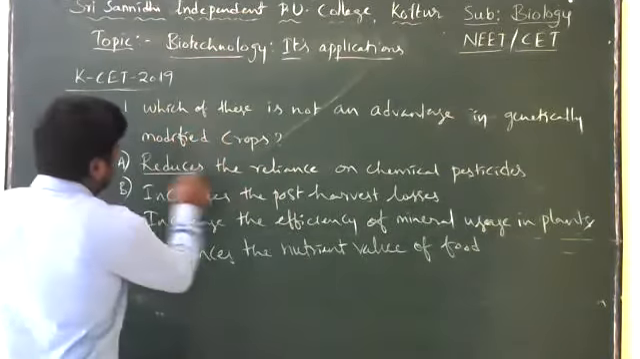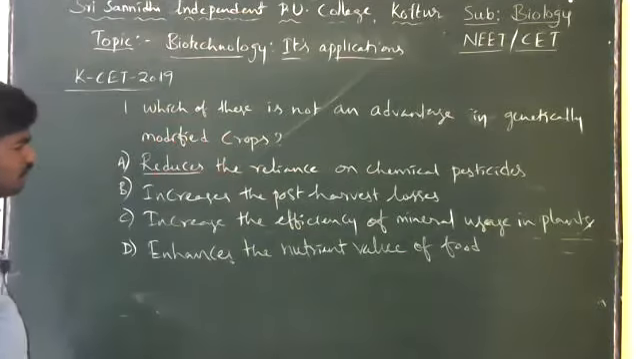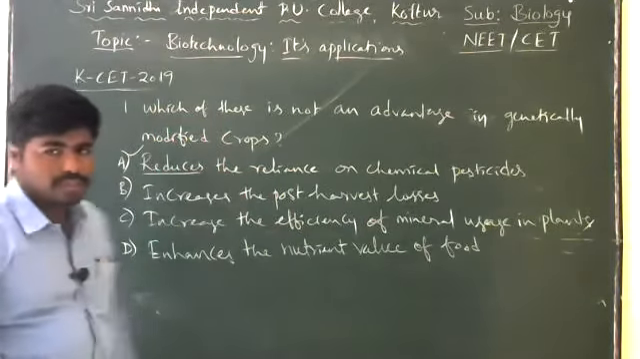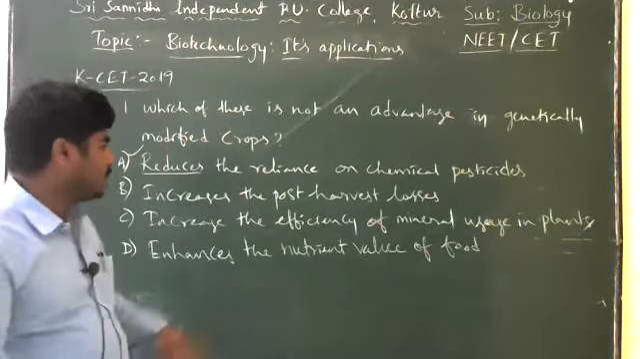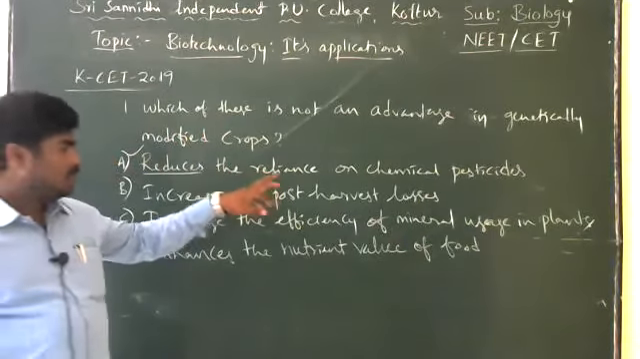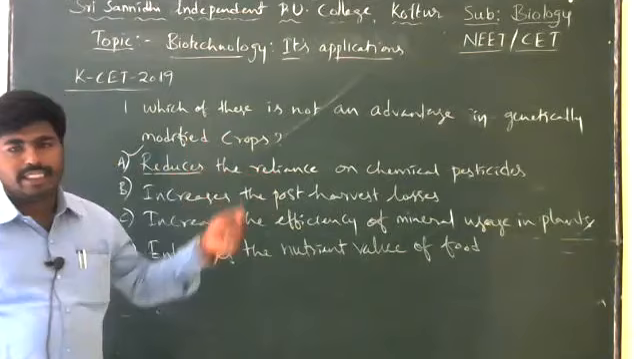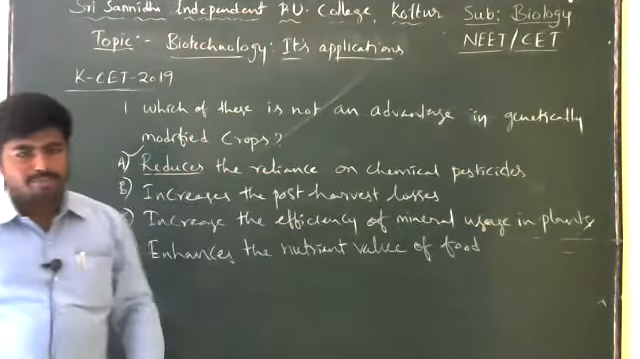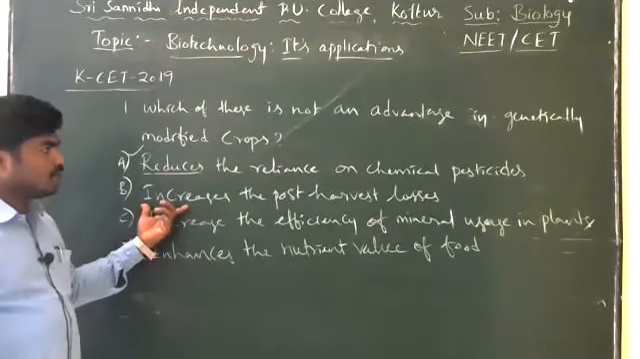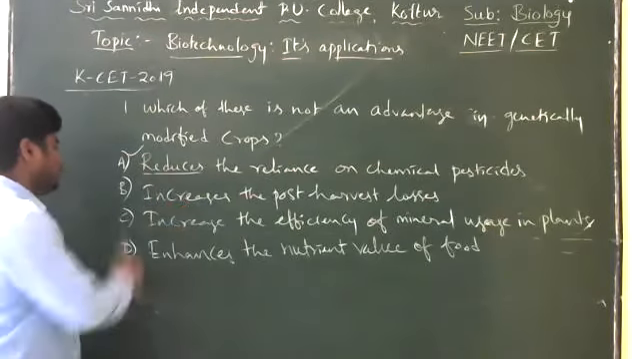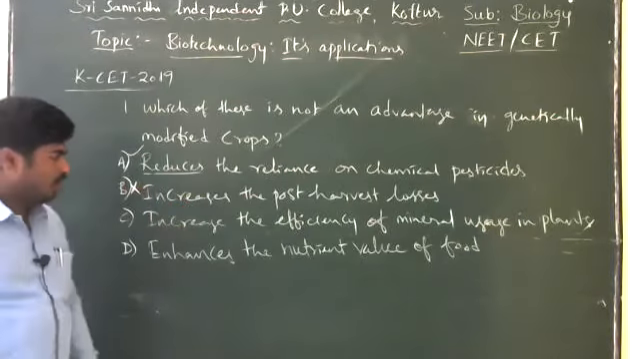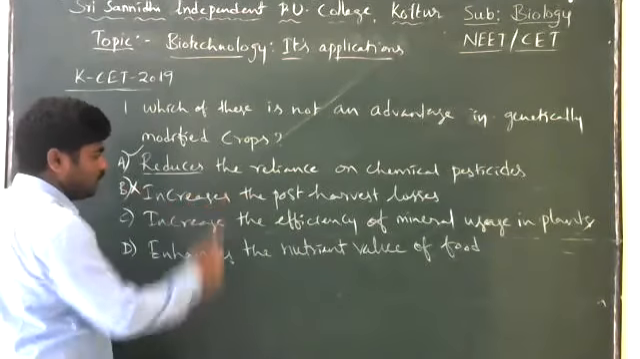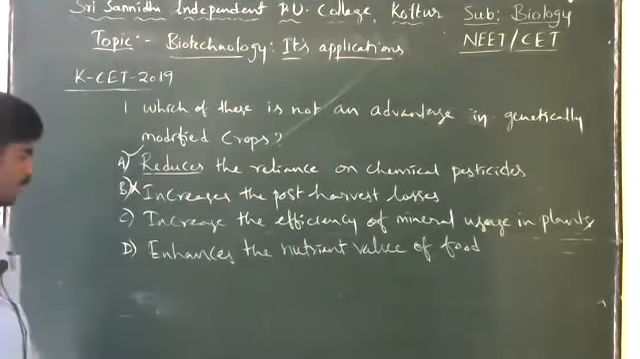See here, first one, reduce the reliance on chemical pesticides. It is correct. Genetically modified crops are useful to reduce the reliance on chemical pesticides, because creating insect resistant plants automatically reduces the use of chemical pesticides. Next, increase the post harvest losses, not increase, decrease the post harvest losses. So B is incorrect, it is not an advantage of genetically modified crops.